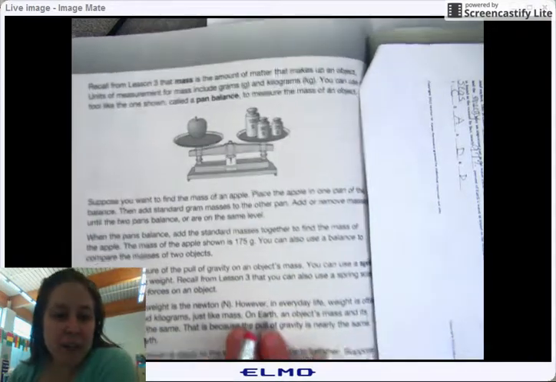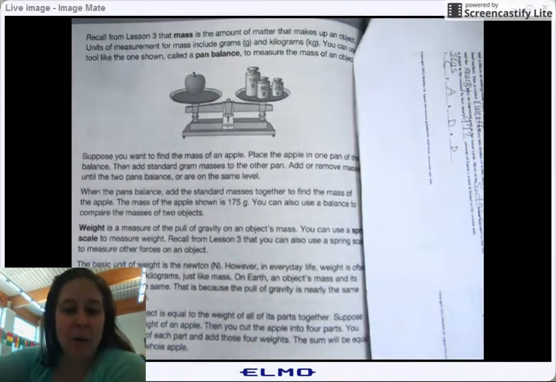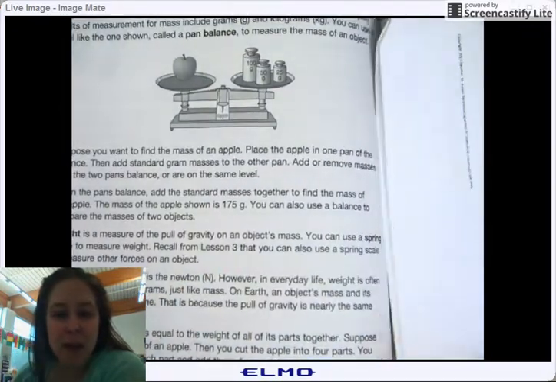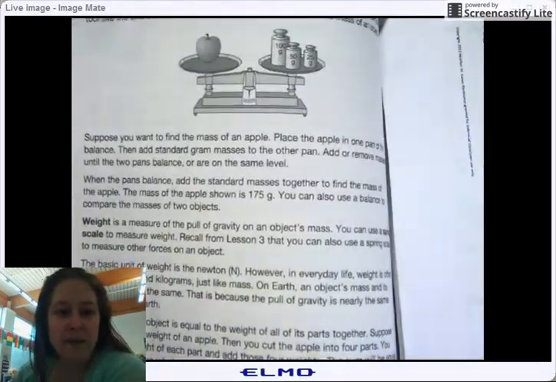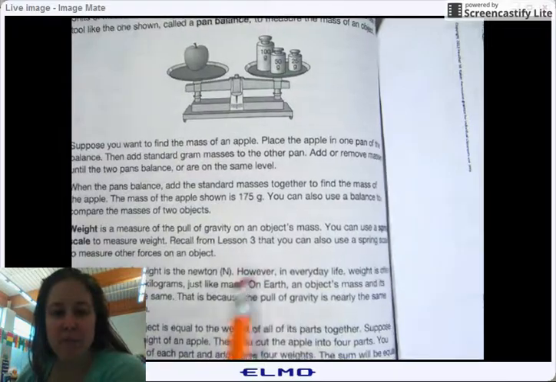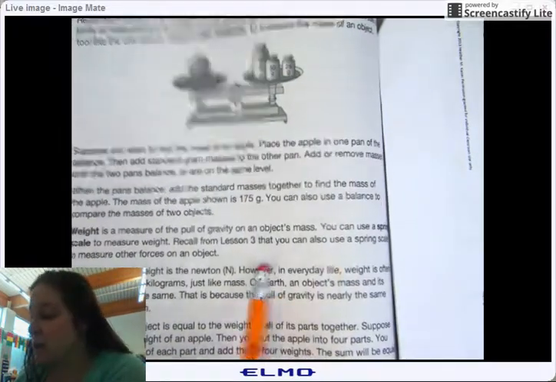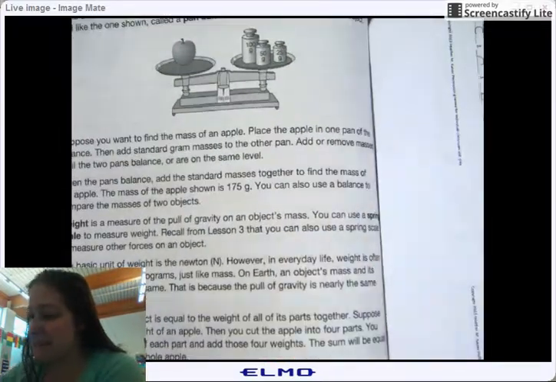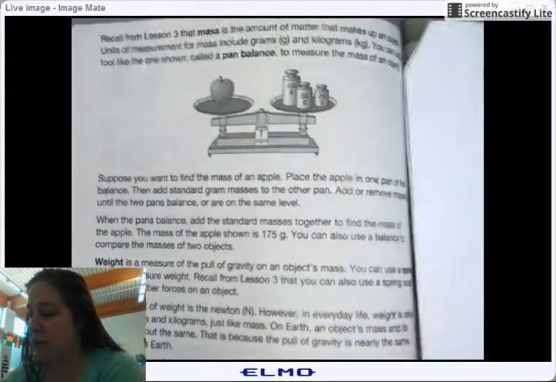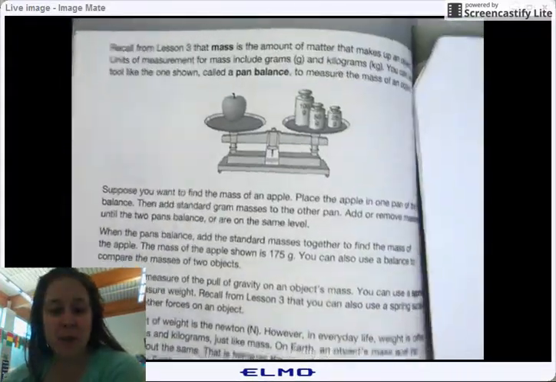Suppose you want to find the mass of an apple. Place the apple on the pan of the balance. Then add a standard gram of mass to the other. Add or remove masses until the two pans of the balance are on the same level.